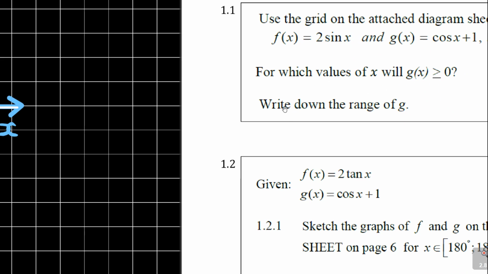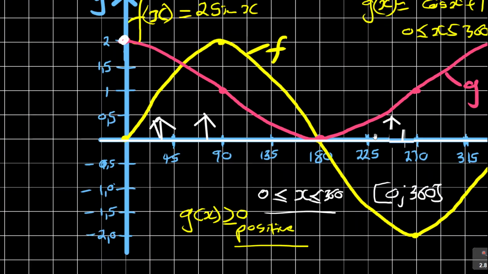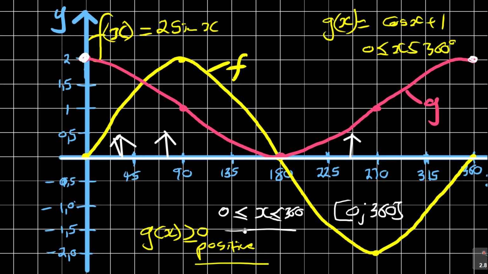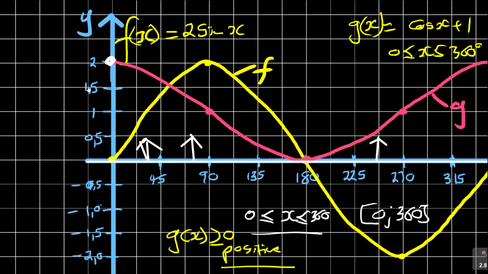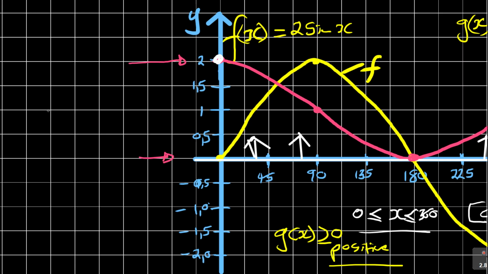Second one, write down the range of g. Now remember the domain is the x values which I just did there. The range is the y values. Look where g is starting from. G is starting from this point here, and there it's ending. That's the highest point, 2. So now when they say range is the y value, you start also from 0. 0 is less than or equal to y, y is less than or equal to 2.